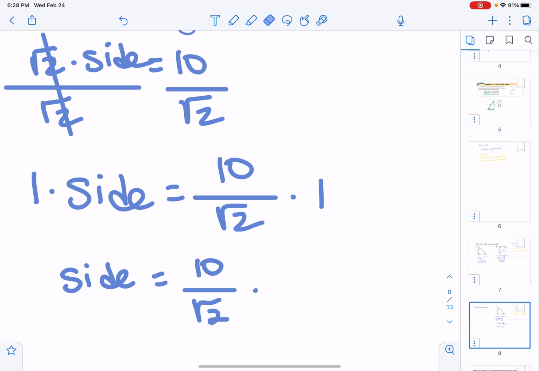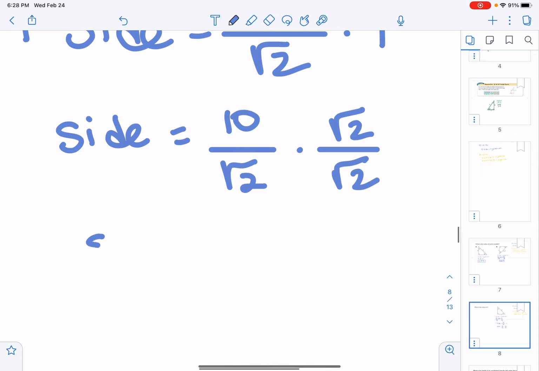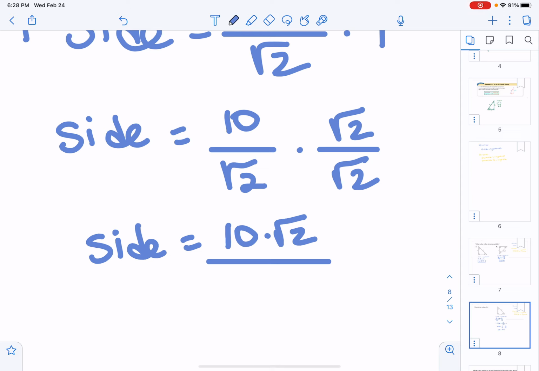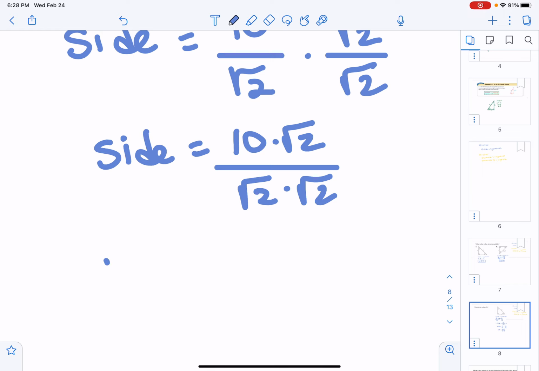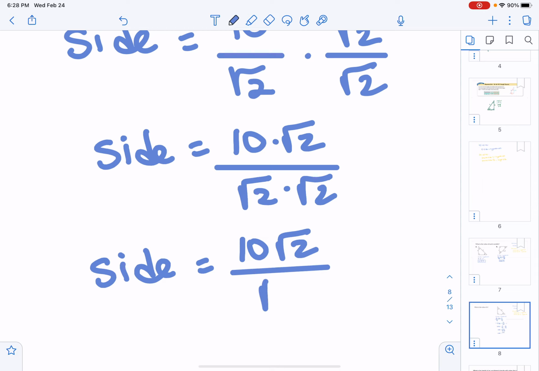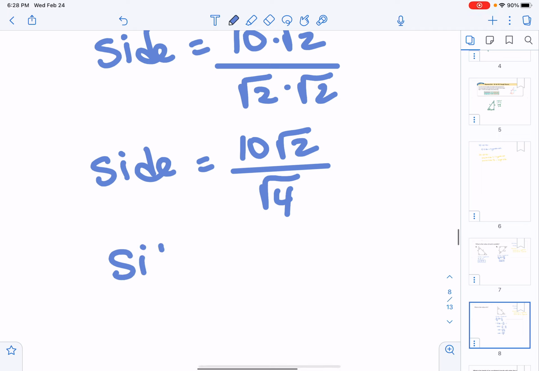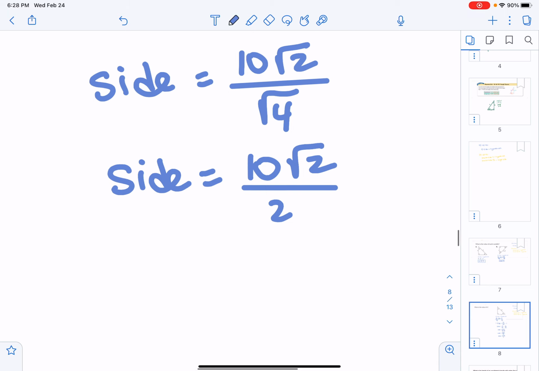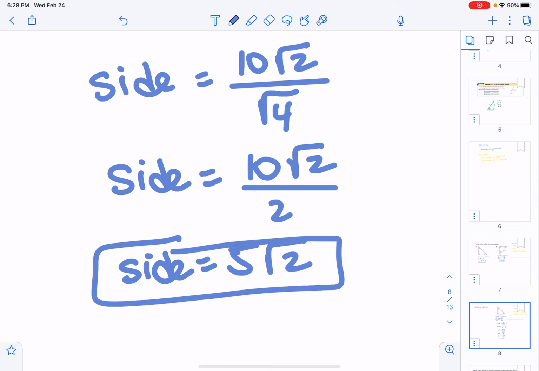And 1 is the same thing. Square root of 2 over square root of 2 reduces to 1. So I could rewrite it like that. And then I can say the side is 10 times the square root of 2 over the square root of 2 times the square root of 2. And the square root of 2 times the square root of 2 is the square root of 4. And the square root of 4 is the number 2. And 10 divided by 2 is 5. And this is what the ACT would write the answer as.